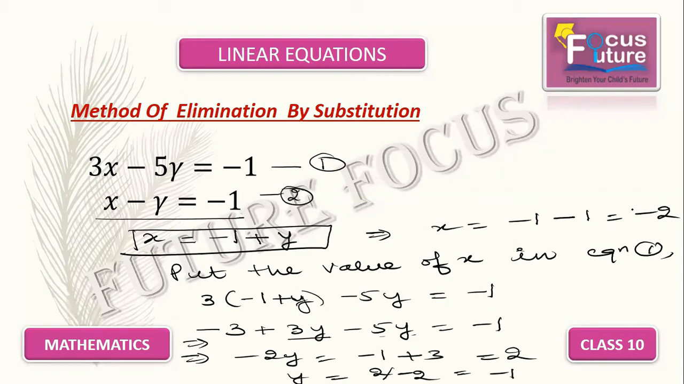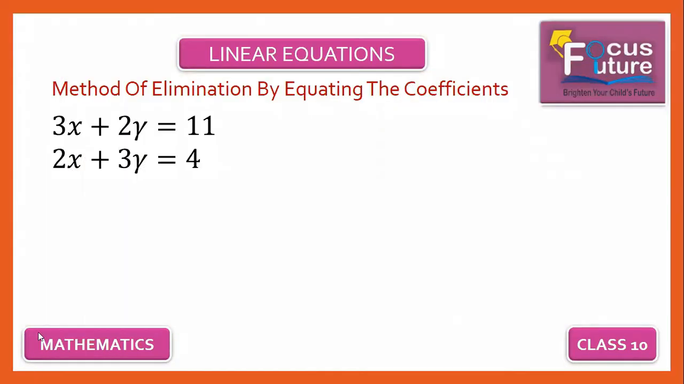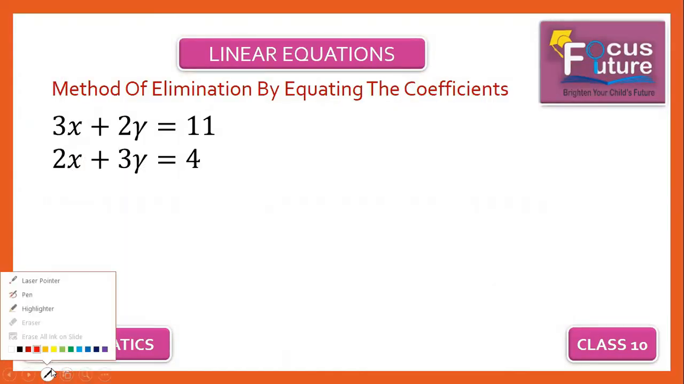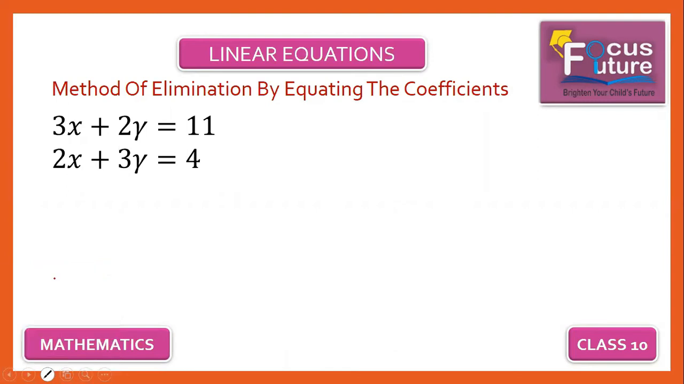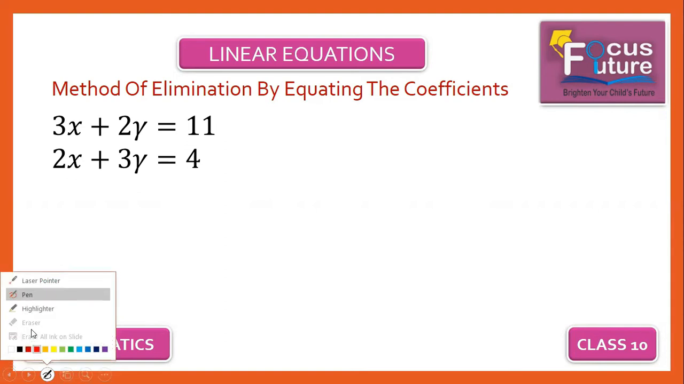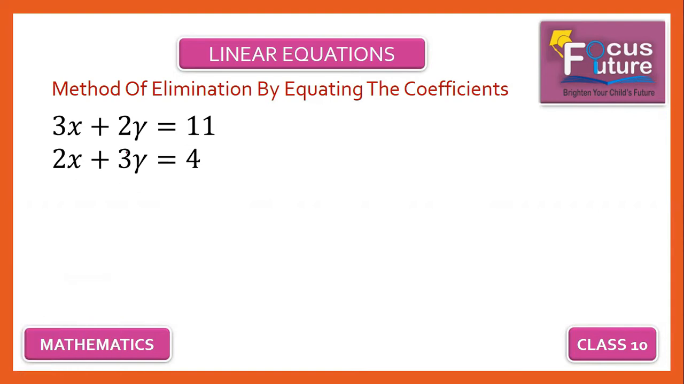Now let us understand our next method, that is method of elimination by equating the coefficients. So how would you do it? In this method, you just have to make either the coefficient of x or the coefficient of y similar. Like you have 3 in x and 2 in y. So if you multiply this whole equation by 2 and this whole equation by 3, you would get what?